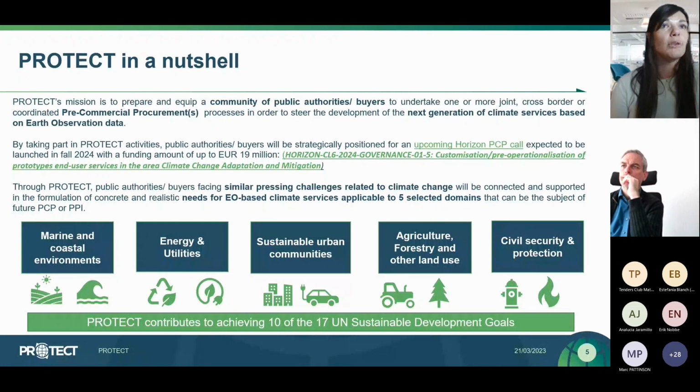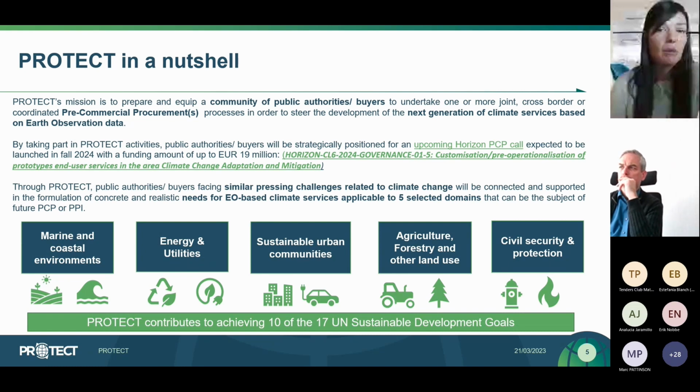In order to do what? In order to steer the development of next generation climate services that use Earth observation. So we will know more in a second about what a PCP is, but the idea of the PCP is really to not yet purchase a solution, but really to fund the research and development of climate service providers in order to help them to develop new services and new solutions which are not yet available on the market, and to tell them exactly about the needs that you have in order for them to be able to tailor the services and the solutions to perfectly respond to your needs.